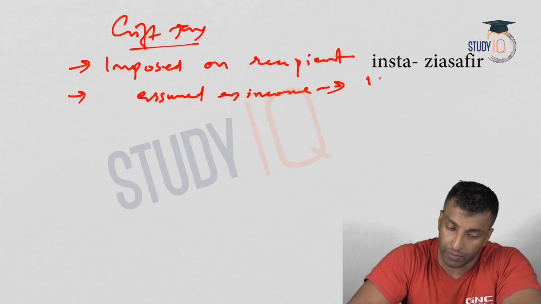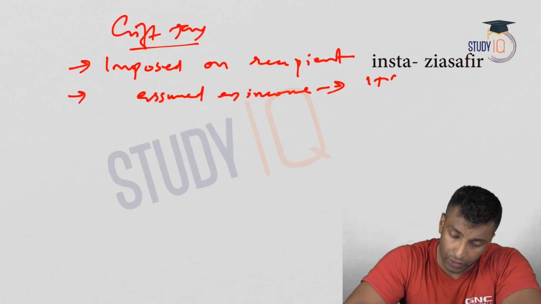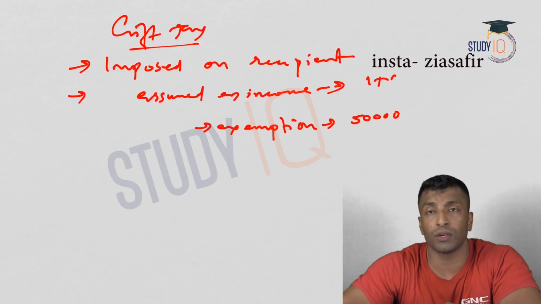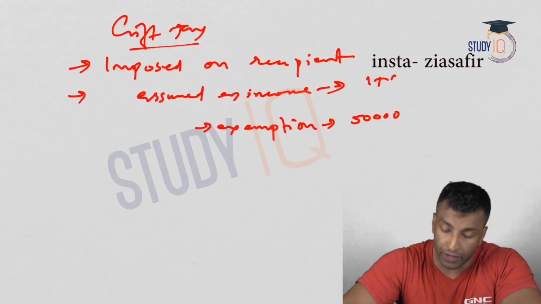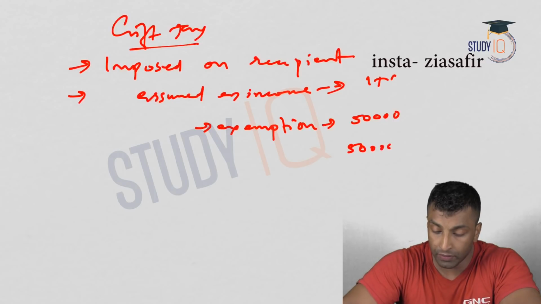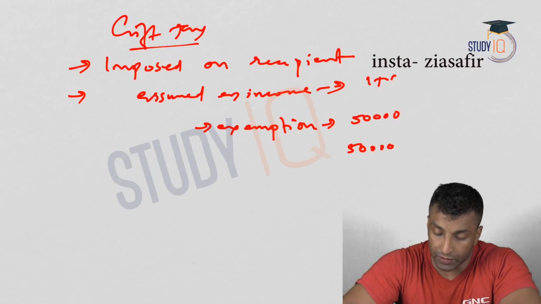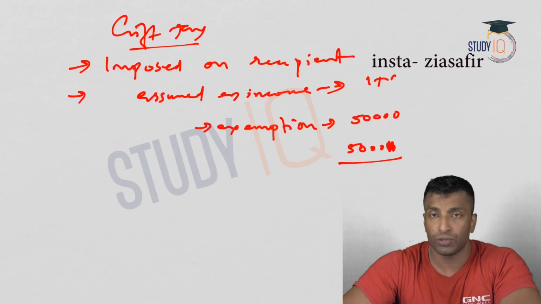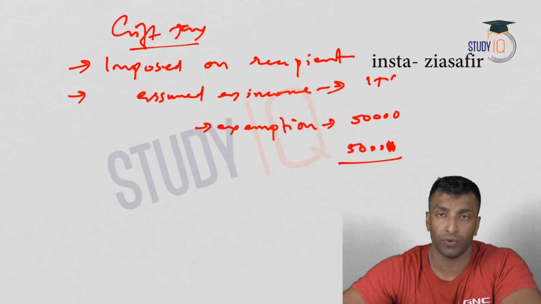so you have to pay income tax. Now there is an exemption limit. What is the exemption? Exemption is up to 50,000. So up to 50,000 you don't have to pay anything, but if it is above 50,000 you have to pay. If it is 50,001, you have to pay for the entire 50,001 rupees. Okay, so I hope that is clear for all of you.